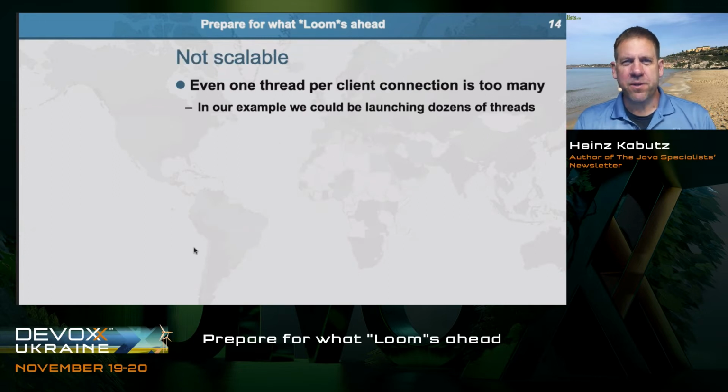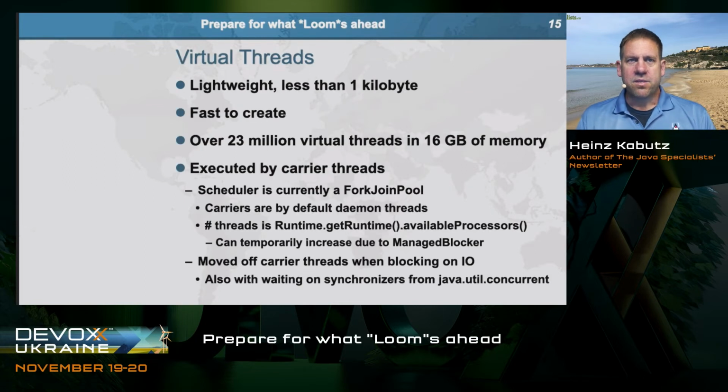But it's not scalable, because even if I have one thread per client connection, that is too many. We shouldn't be constructing threads for a client connection, because as we saw, we are limited in how many threads we can have at the same time. There's a limit as to how many connections we can have, but it's in the millions. We can have millions of connections at the same time on one machine, but we can't have millions of platform threads or native threads at the same time. So this is where virtual threads come in.